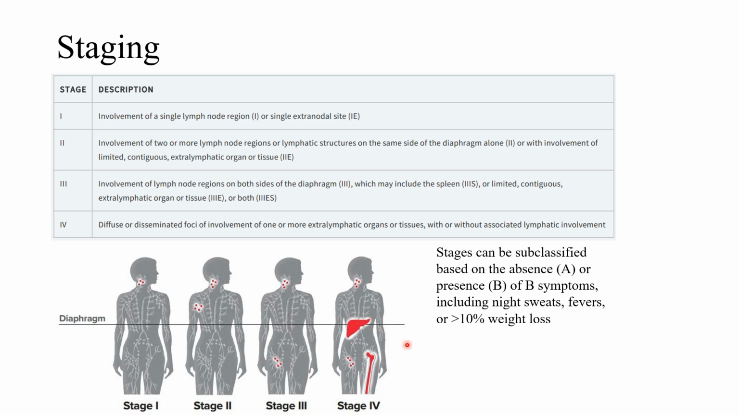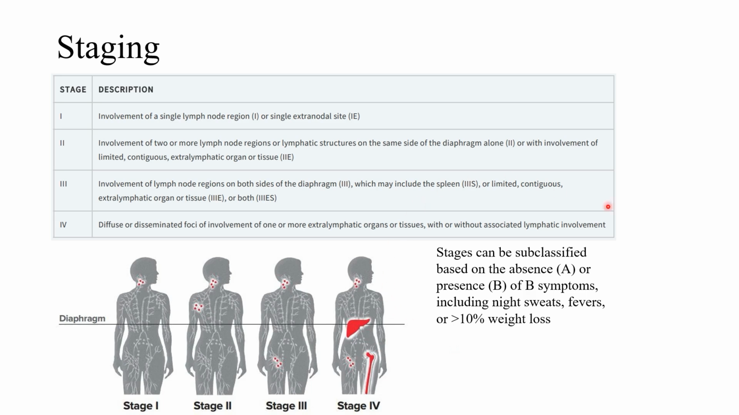And stage 4, this is diffuse or disseminated foci of involvement of 1 or more extralymphatic organs or tissues with or without associated lymphatic involvement. So this is basically stage 3, but you also have extralymphatic, extranodal, I should say, disease. So this one, it's in the liver, it's in the bone marrow. It could be in the CNS, although that would also be more of a, just call it CNS lymphoma. And it could be in the spleen. So there's a lot of options here.